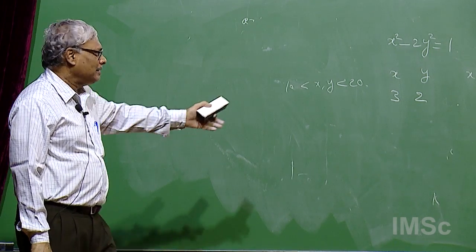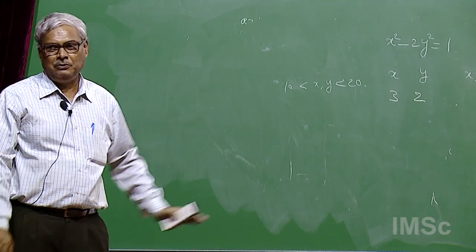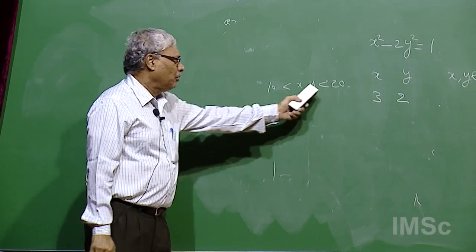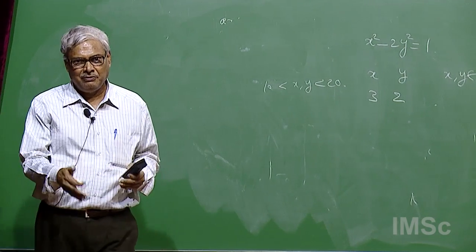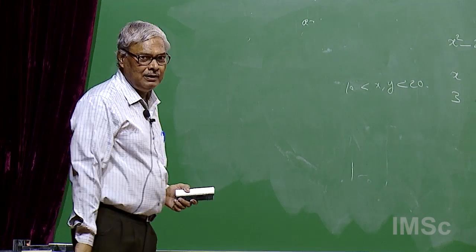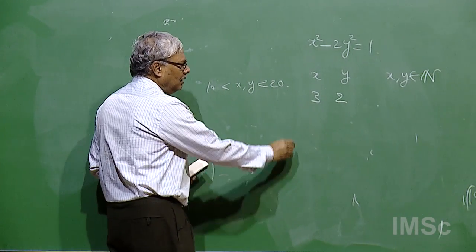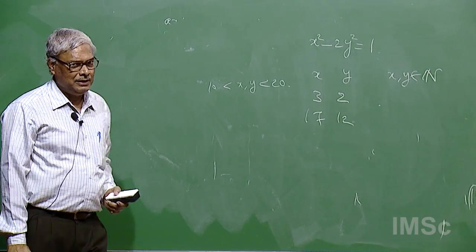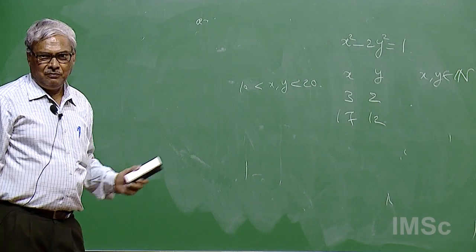What I mean to say is that even the next solution is not difficult to guess. After all, they are the smallest possible two-digit numbers between 10 and 20. 17 and 12, yes. Good. 17 squared is 289. 12 squared is 144, times 2.